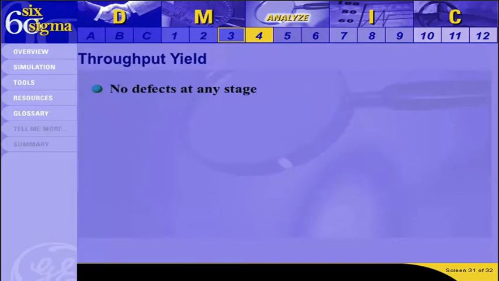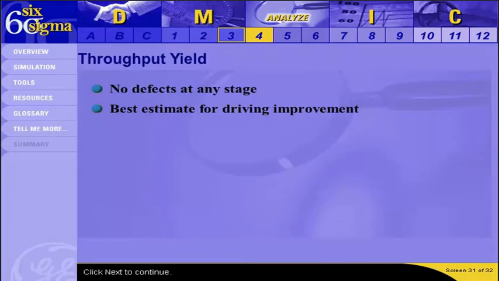Throughput yield is the percentage of units that pass through an operation without any defects at any stage. This is the best overall yield estimate to use in driving improvement to a process, and is closely related to the defects per million opportunities value in Six Sigma. For additional information on these 3 types of yield, including examples and calculations, click on Tell Me More on the left menu. Otherwise, click Next.